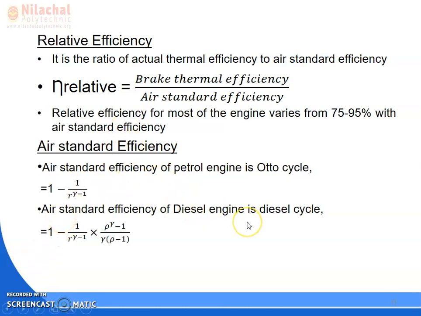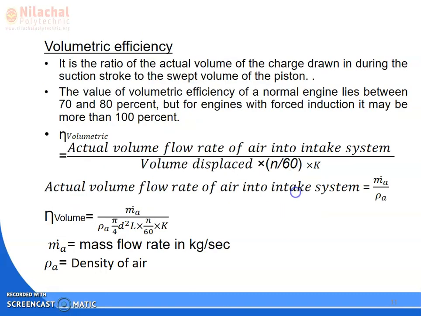Then the diesel engine works on the diesel cycle. So the air standard efficiency of a diesel engine is the efficiency of the diesel cycle. Basically, the efficiency of the diesel cycle is 1 minus 1 by r to the power gamma minus 1, into rho to the power gamma minus 1 divided by gamma into rho minus 1. What is rho? Rho is the cutoff ratio, r is the compression ratio, and gamma is the adiabatic index, which you can take as 1.4 for air. From that you can calculate the relative efficiency.